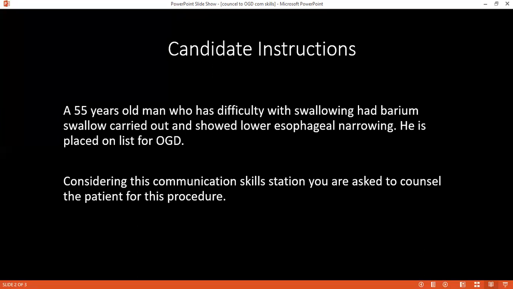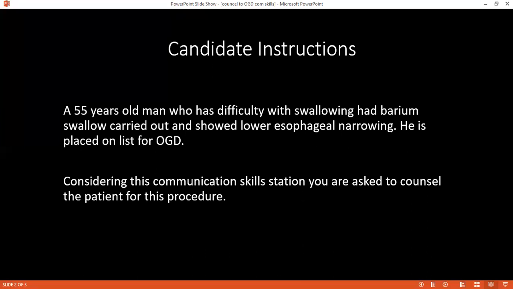Is it necessary to do it, doctor? Well, of course, it is the next step in our investigation process, because as you have already undergone the barium swallow scan, it shows some narrowing in the lower area of your food pipe. The next step is to, so you have developed a narrowing, and we can even do a procedure to widen the narrowing. So do you think this is cancer?